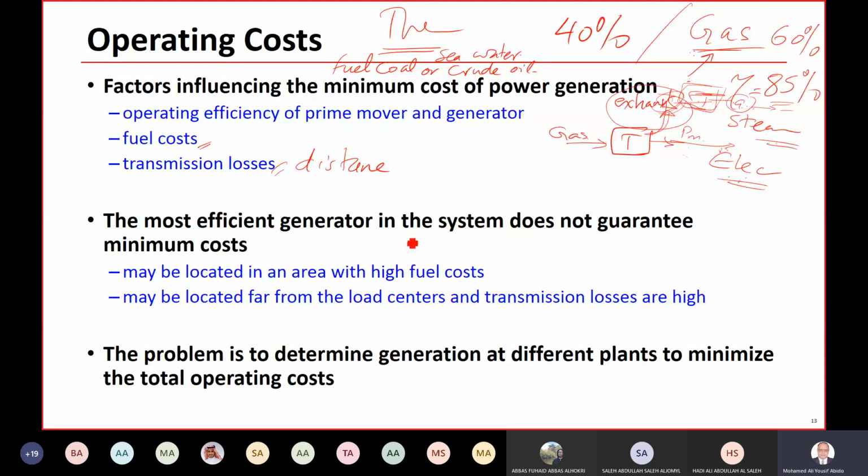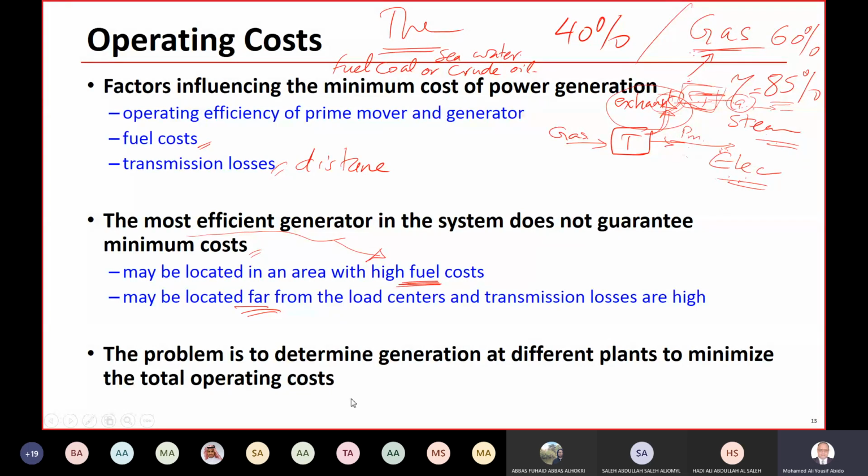So the most efficient generator doesn't guarantee minimum cost, because the most efficient generator may be located in an area where the fuel cost is very high, or it could be very far from the load center. You have a long distance between that generator and the load center. So the problem is to determine the generation at different plants to minimize the total operating cost.